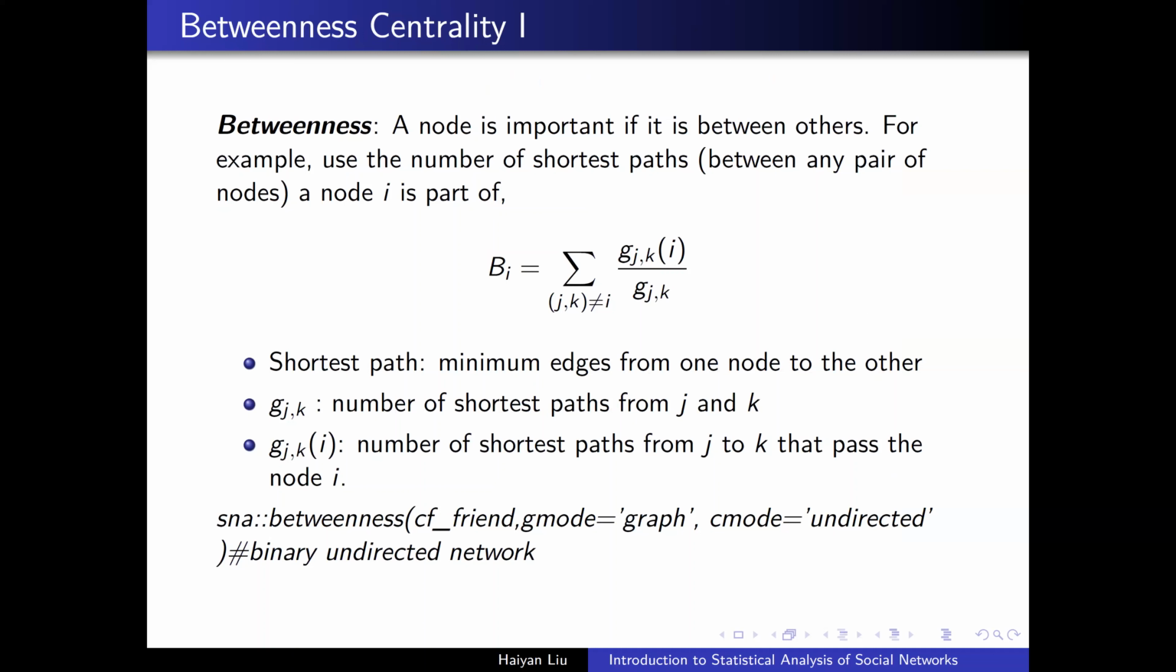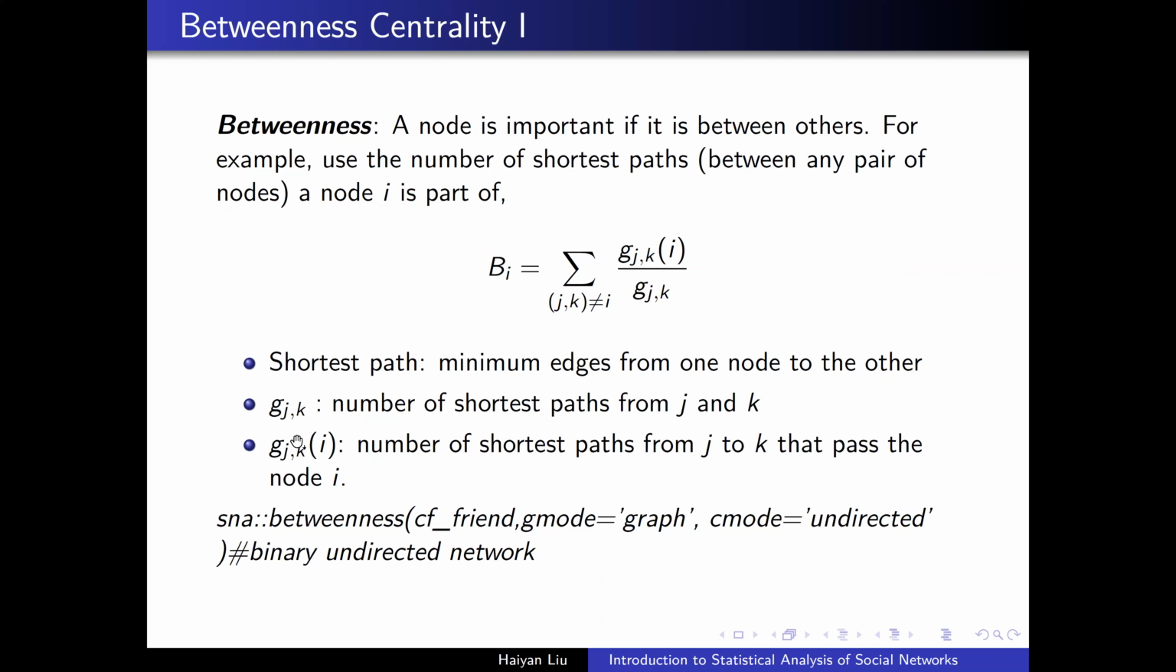Now we talk about betweenness centrality. Betweenness centrality is another kind of measure of the importance of an actor. However, here we think an actor is important if that actor bridges the relationships of other actors. So this really means that we would like to know how often an actor is involved in the shortest path of the other two actors.